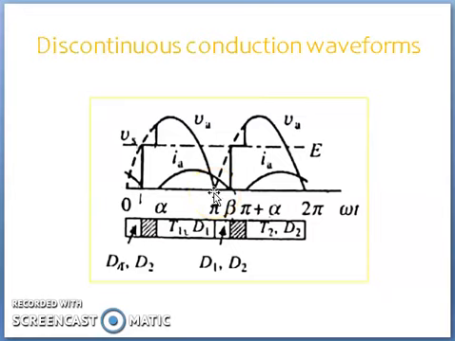Conduction of D2 reverse biases T1 and turns it off. Armature current drops to 0 again, you can see at point beta, and it remains at 0 until T2 is fired at alpha plus pi. You can see IA reaches 0 at beta, and it is 0 only until the next thyristor, T2, is fired. Similarly, the continuous conduction mode is explained.